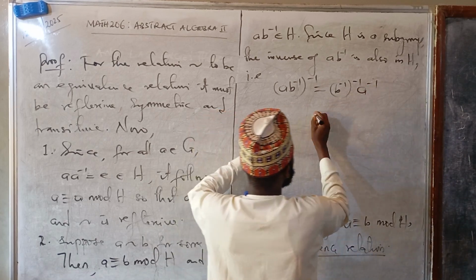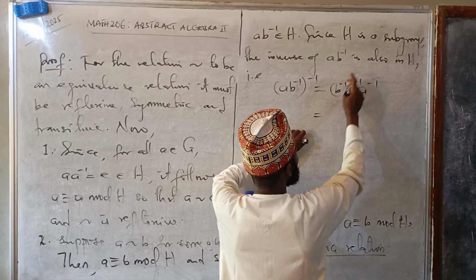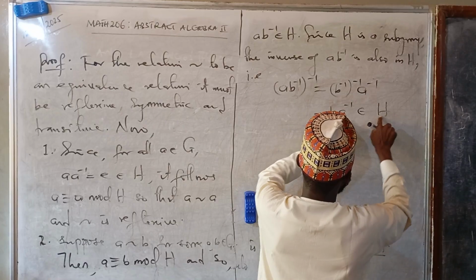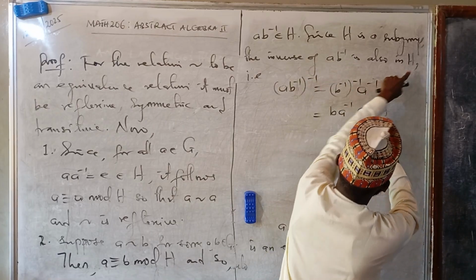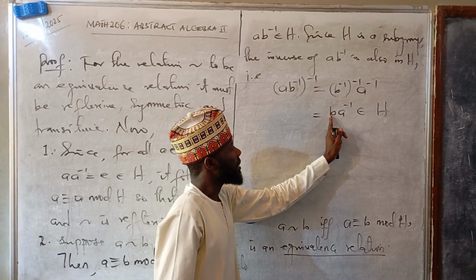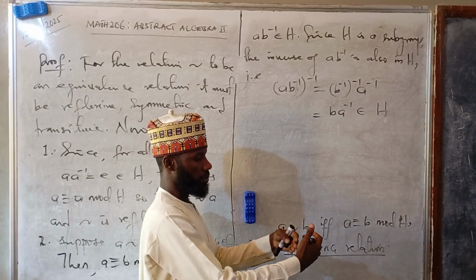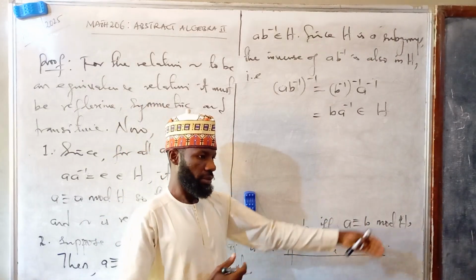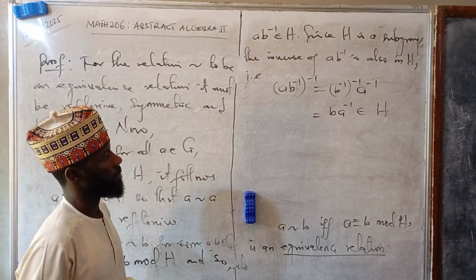Is that okay? And this will be B times A inverse, inverse, and the conclusion is that this must be in H. The inverse of this particular element must be in H. Are you following? So when you take an inverse, the order of the elements changes. If you take the inverse of a product, it's the product of inverses in reverse order, from the last to the first. So that is how inverse always works.